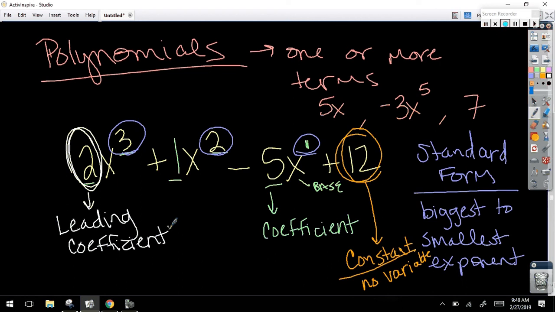One more term. Y'all ready? Ready or not? The biggest exponent that you see is called the degree. Okay? So the degree of the polynomial is the biggest exponent. It's always hooked to the leading coefficient.